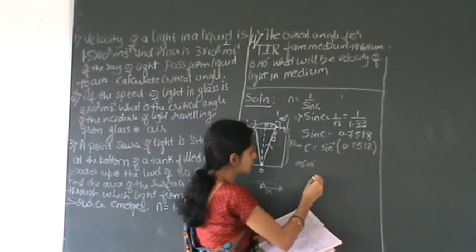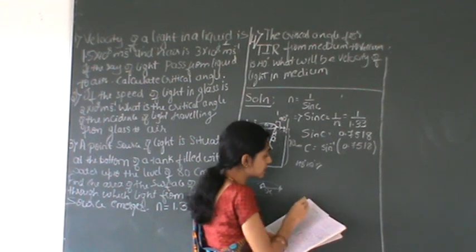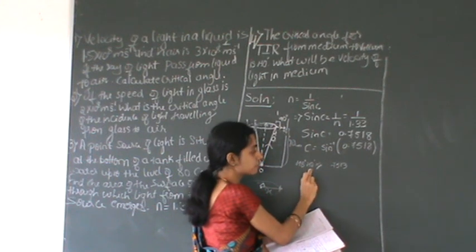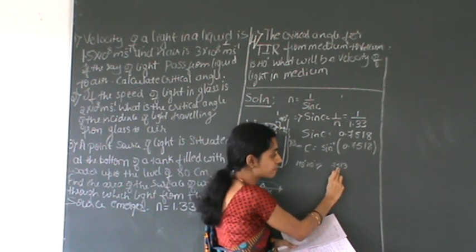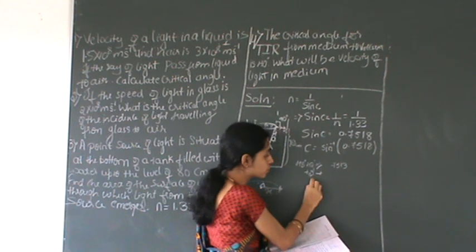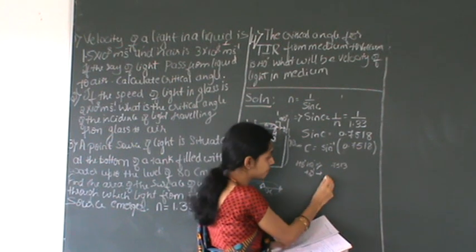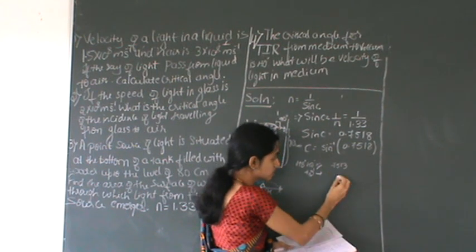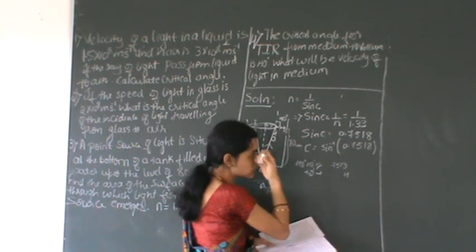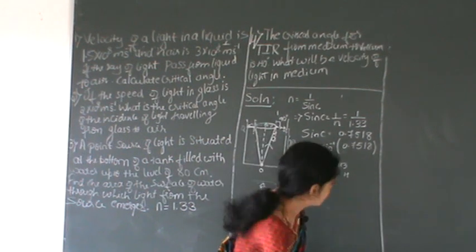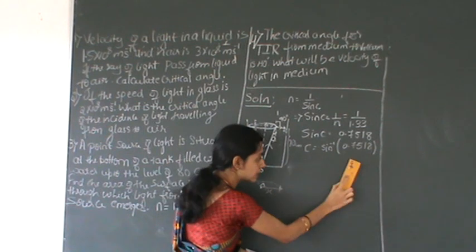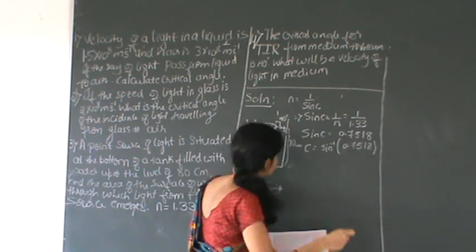For 48 degree 42 minutes, how much is that value? 0.7513. Next, I am going to add the mean difference for 2 minutes. How much is that? 2 minutes, that is 4, which will be nearly 0.7517. Okay, so the value is 48 degree 44 minutes.